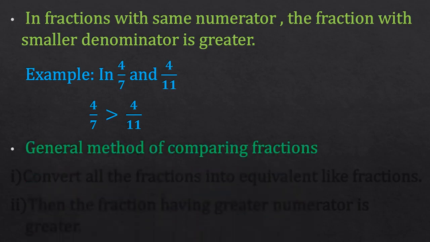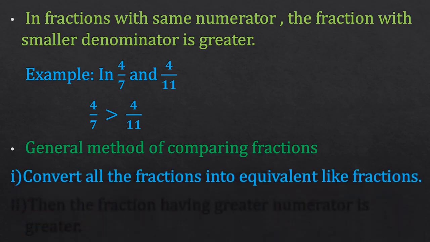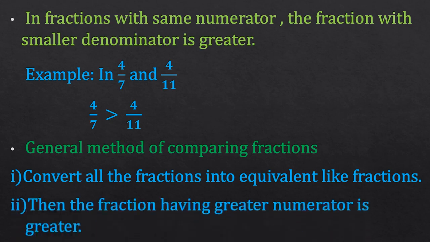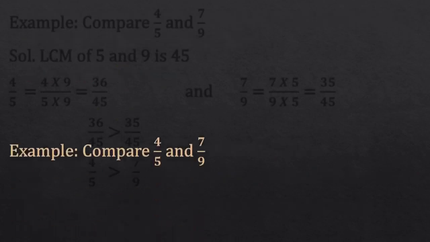Now let's move to the general method of comparing fractions, means when we have unlike fractions. Convert all the fractions into equivalent like fractions. This is the first step. They are unlike fractions, so you have to convert them into equivalent like fractions. After that, the fraction having the greater numerator is greater. When we get the like fractions, a fraction whose numerator is greater, that fraction is greater. Let us clear it with the help of an example.